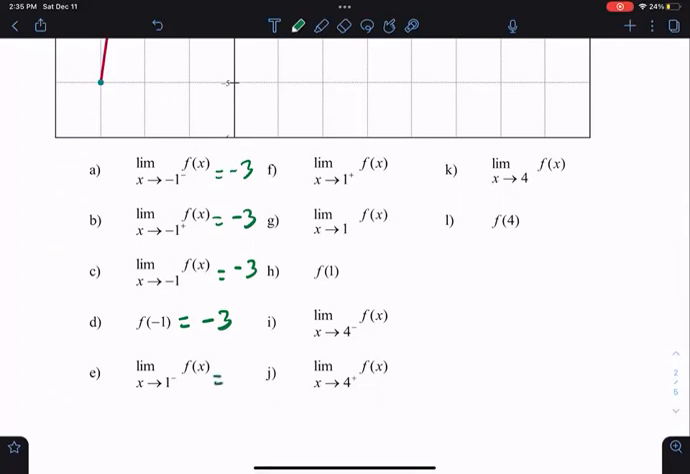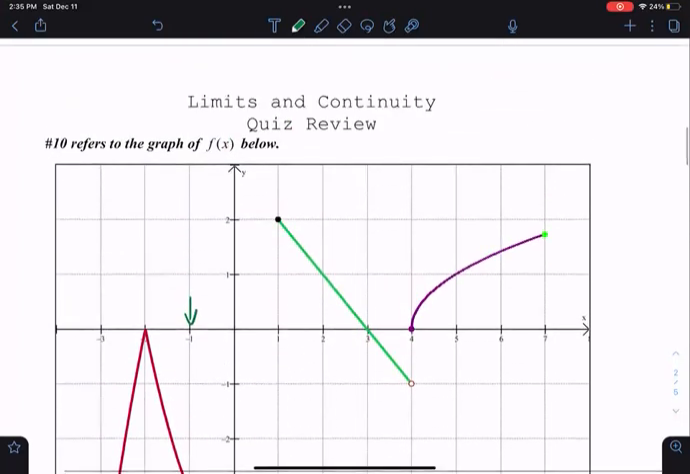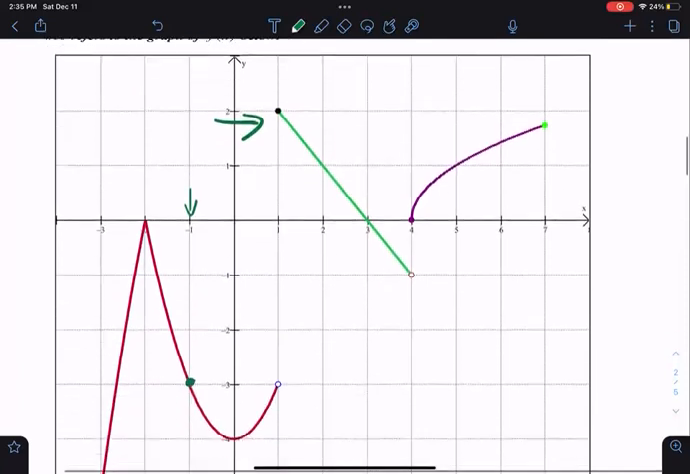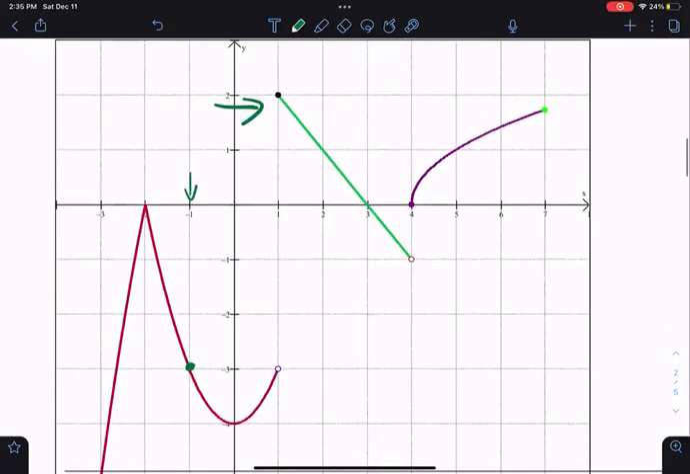So what is f of -1? I'm sorry, the limit as x approaches 1 from the left. So now we are approaching 1 from the left. So if we approach 1 from the left, right, we are approaching the value of -3, right?